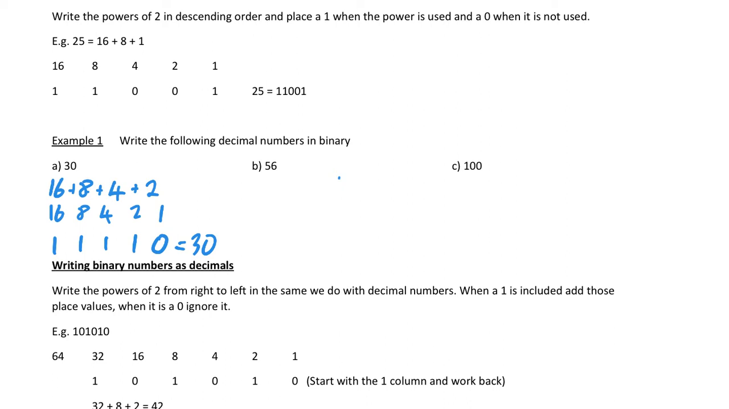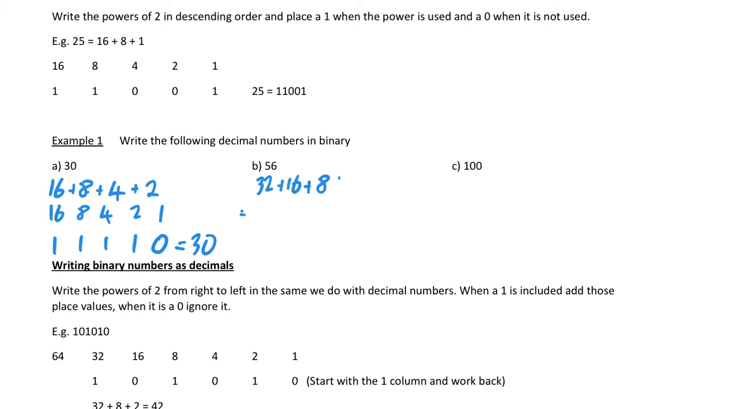Same idea for this one. The biggest power of 2 that will go into 56 will be 32. And then we could have the 16, so that takes us up to 48. We could also have the 8, and that would take us up to 56, and that's all. So that's us bang on the 56.